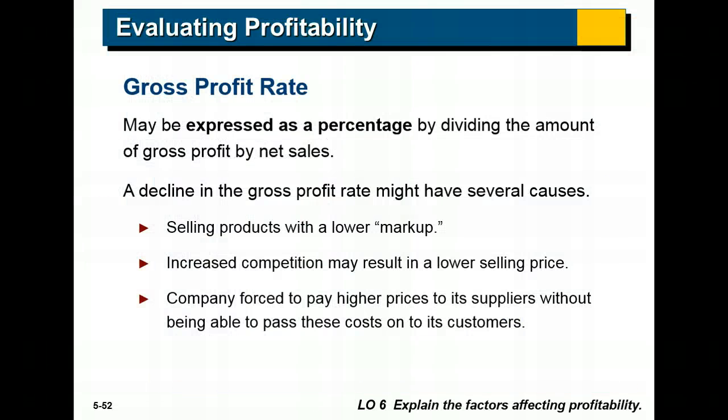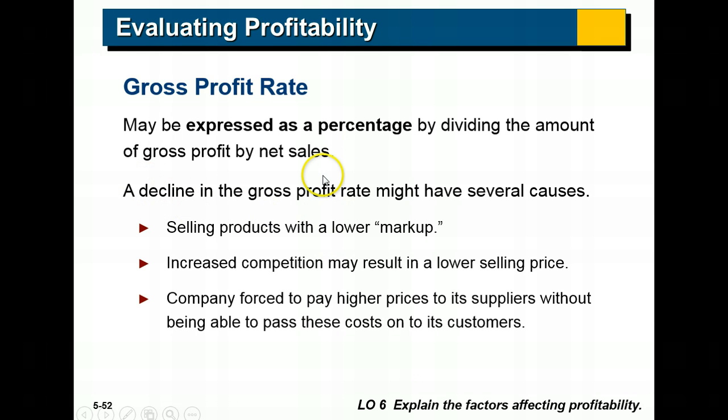So the gross profit rate is basically determined by dividing that gross profit by net sales. So if you look at my example over here, the gross profit is 300 divided by 1,000. What's that going to be a gross profit rate of? 30%. So the way we calculate the rate is dividing the gross profit divided by sales.